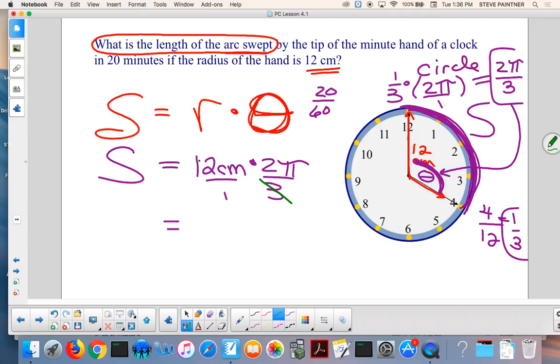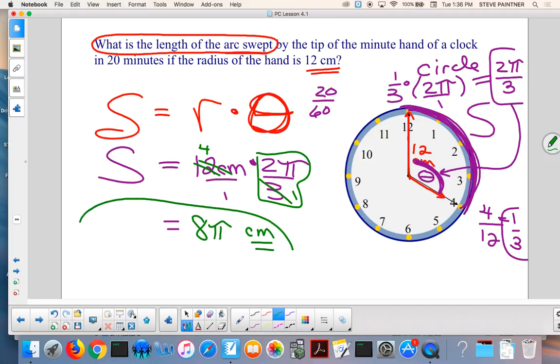Probably easiest to cancel those two numbers out. 1 and 4. Answer? 8 pi what? Centimeters, right? Because this is 12 centimeters times, and this is just a number. It stands for radians, but it's just a number. Okay, so centimeters equals the arc length S.